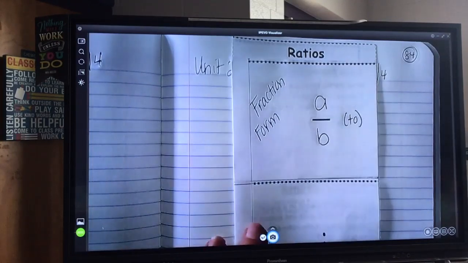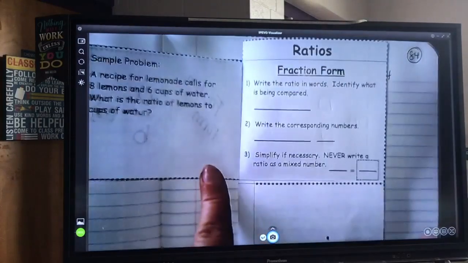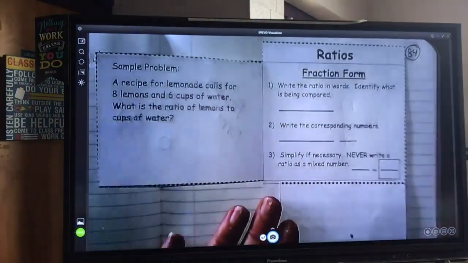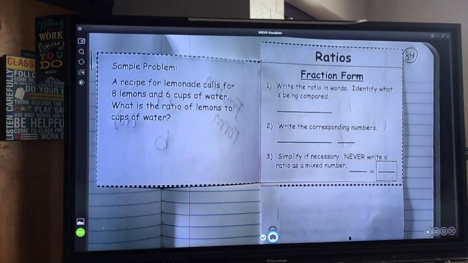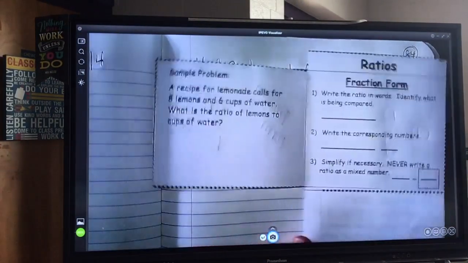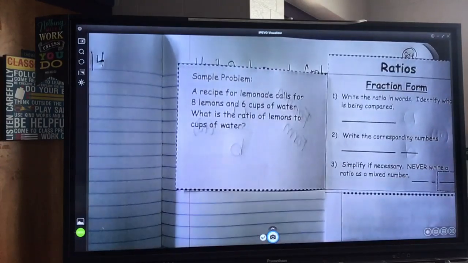Alright, let's go ahead and flip this open. What we're gonna do is the steps to write it in fraction form, and we're gonna use the sample problem to do that. We're gonna read the sample problem through one time, then we're gonna annotate, then we're gonna fill in the blanks. It says a recipe for lemonade calls for 8 lemons for 6 cups of water. What is the ratio of lemons to water? Reading it again, a recipe for lemonade calls for 8 lemons and 6 cups of water.